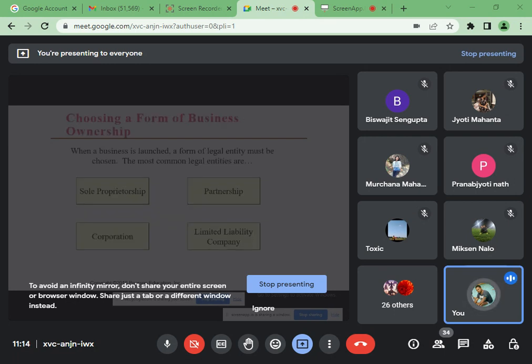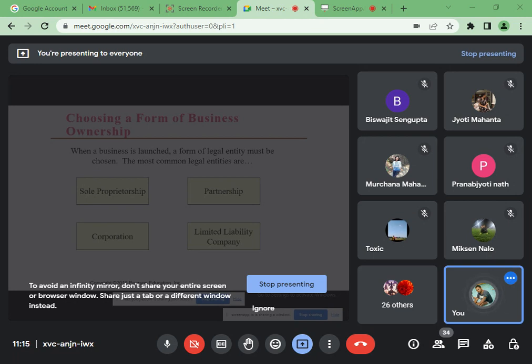Choosing a form of business ownership. Whenever a business is launched, a form of legal entity must be chosen. The most common legal entities are sole proprietorship, partnership, limited liability company, and corporation. So these are the four most common legal entities.